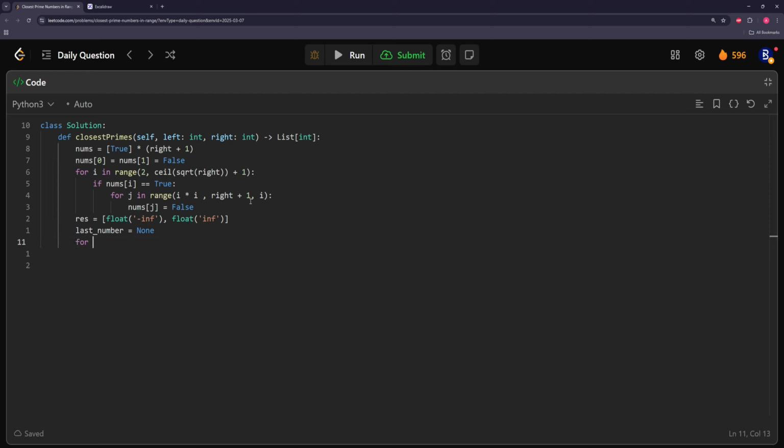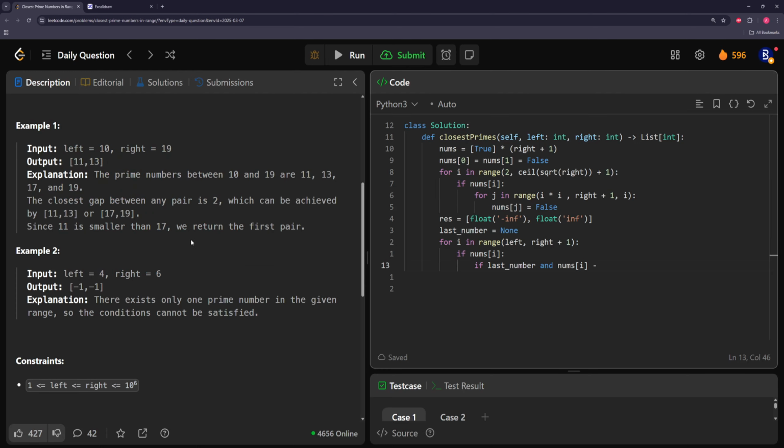so we need to store this. So we're going to say for I in range left, right plus 1. So if the number is prime, is true, I guess we can just do this. So if it's true, then this is prime, and we need to check. First of all, we need to check if the last number is valid. So if last number, then we can check if this is better. So if nums is true, and we have a last number, and this difference, so nums I minus, I think it's the difference of the primes, right? Let's check if it's the difference or the difference in indices. Let's see.